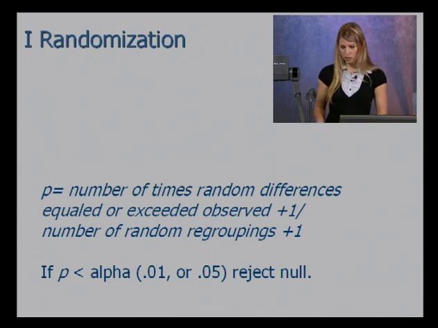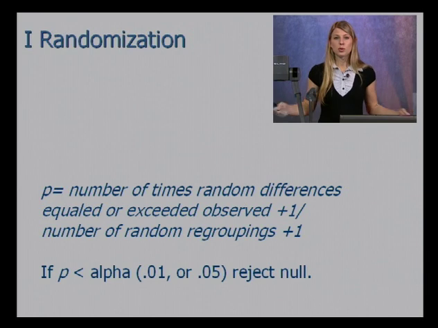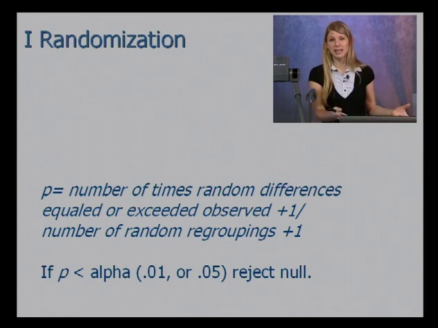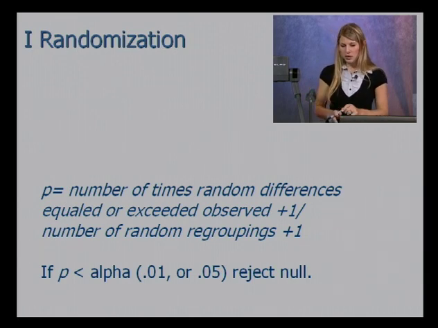So go ahead and try this. 2 plus 1 is 3, divided by 101, equals a p of 0.029. So if you had a 0.05 alpha, you would reject the null in that case. And you would decide that the observed difference is not likely to happen just due to chance. The number of times you exceeded the observed difference was not enough to retain the null. So let me give you an example here.